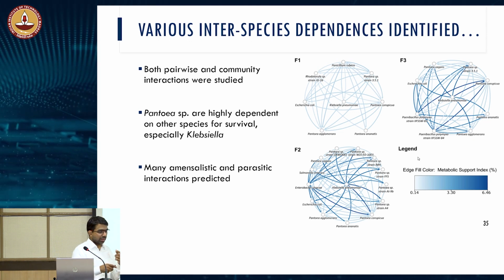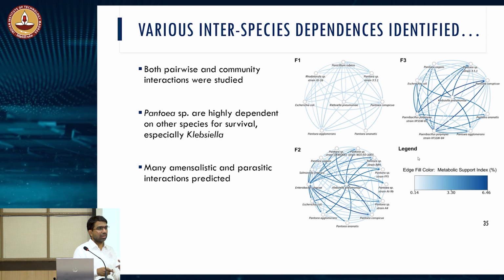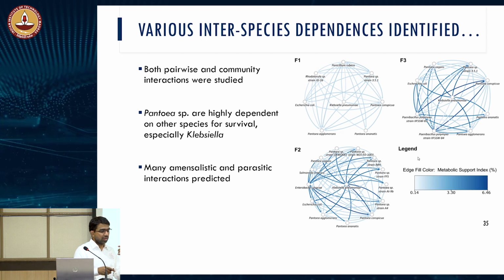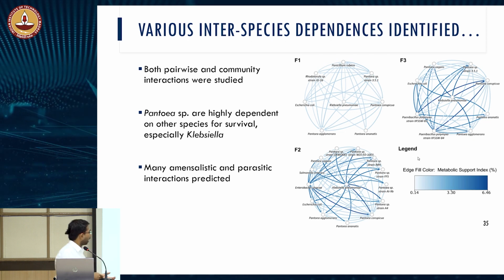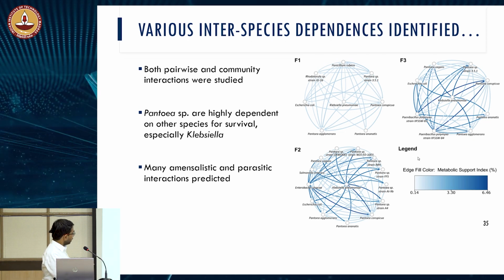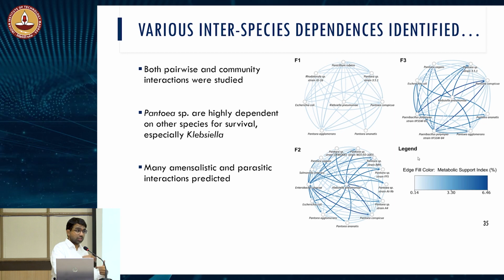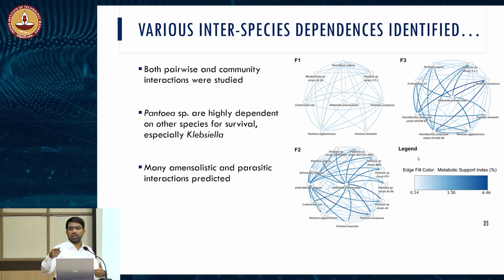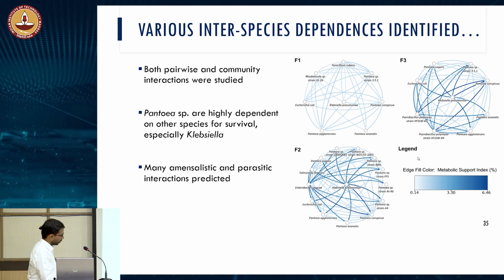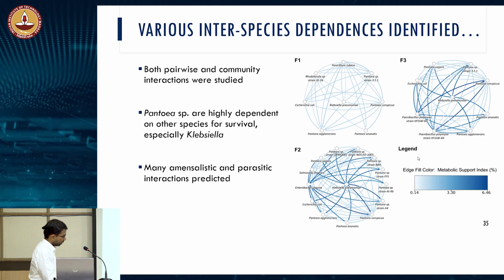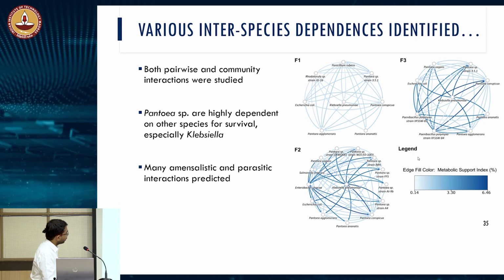So in an amensalistic interaction, there is one organism that suffers a cost, and the other organism has no benefit at all. And in parasitic, there is one organism that suffers a cost and the other organism benefits. So these kinds of interactions we could identify in this very interesting microbiome.